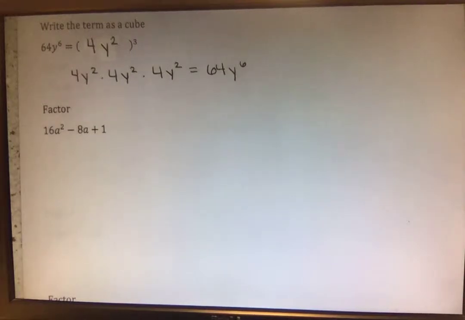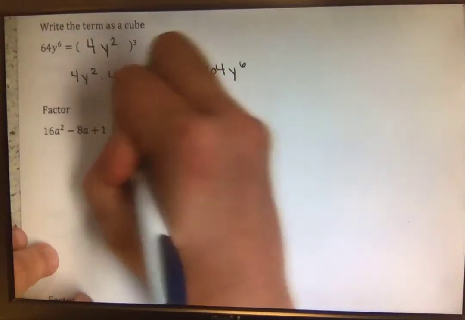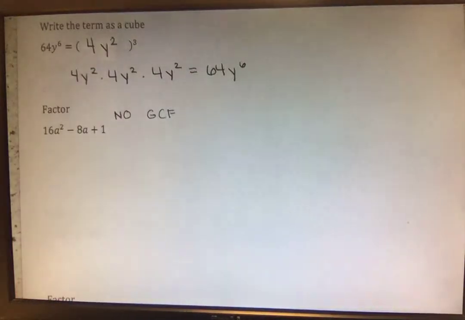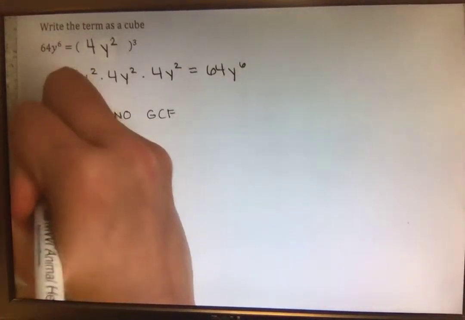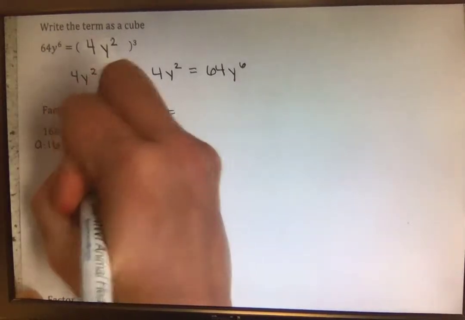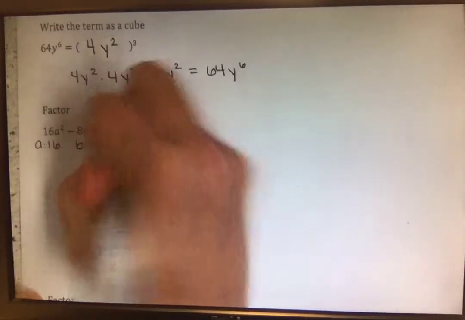16a squared minus 8a plus 1. So notice our first step in factoring is GCF. There's nothing that all three terms have in common. So no GCF. So our A value is 16, just like we've been doing. B value is -8. C is +1.